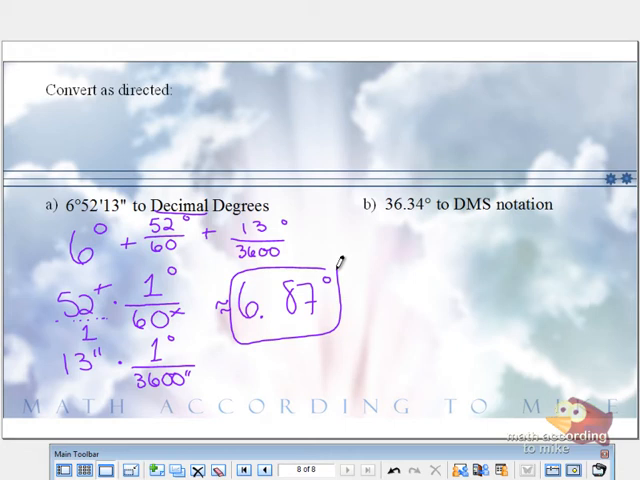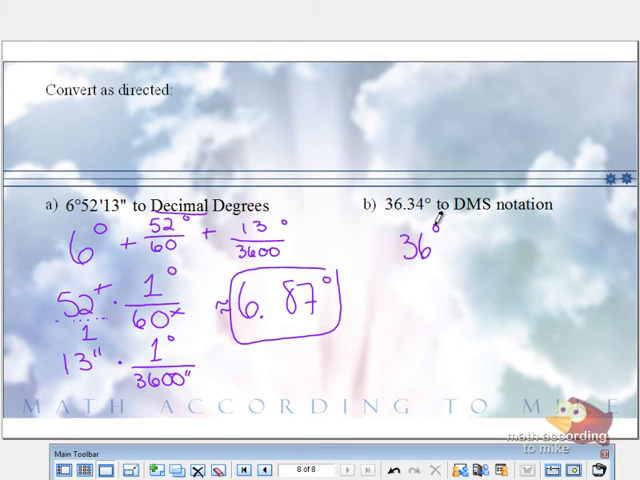Okay, let's go the other way. Let's go from decimal degrees to degrees, minutes, seconds. So notice to go to decimals, we divided by 60, and it's going to turn out to go to DMS notation, you multiply by 60. But again, we're going to write the unit conversion because it's not going to kill you.